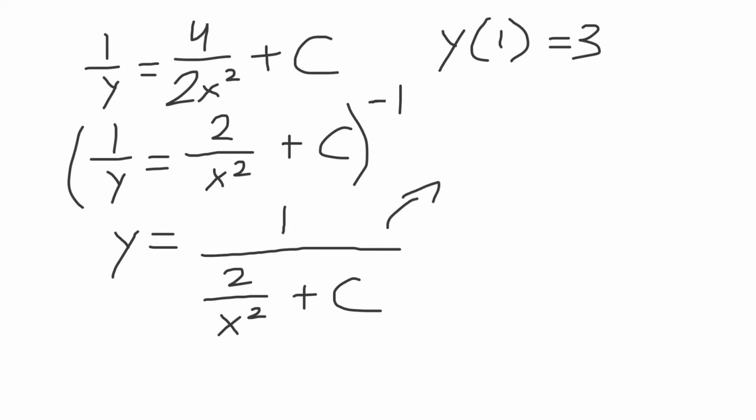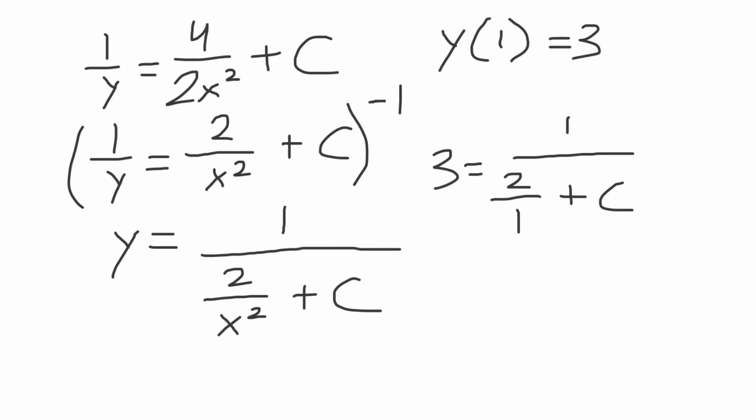Just draw a little arrow up here to the side. No, we don't even need that arrow. I think it's pretty obvious. We're going over here. Okay, so we know that this 3 here will equal y. So 3 is equal to 1 over, we know that x is equal to 1. So we can do 2 over 1 squared, which is just 1, plus c.